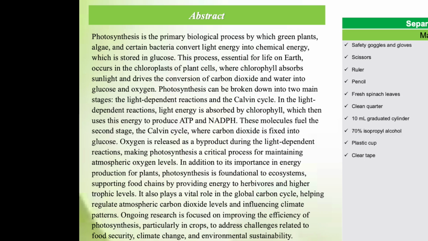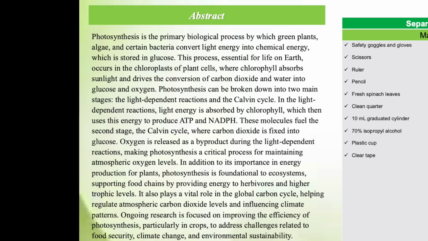In the light-dependent reactions, light energy is absorbed by chlorophyll, which then uses this energy to produce ADP and NADPH. These molecules fuel the second stage, the Calvin cycle, where carbon dioxide is fixed into glucose. Oxygen is released as a byproduct during the light-dependent reactions, making photosynthesis a critical process for maintaining atmospheric oxygen levels.